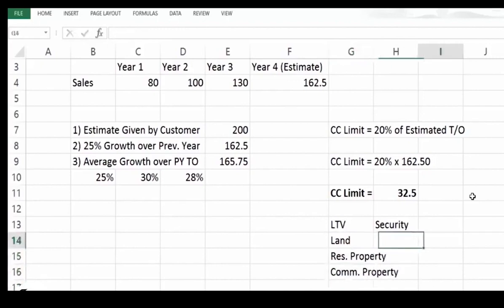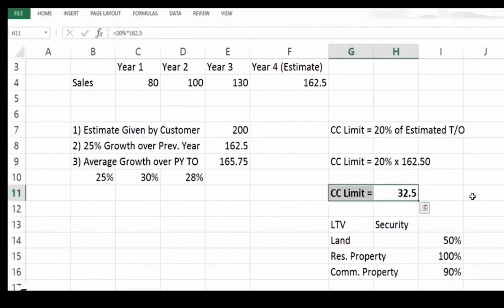Okay, because if it is land, then bank would be willing to give only say 50% of the land value as a loan. But if it is residential property where the promoters are staying, then the bank may even go to the extent of giving 100%. If it is commercial property, they may go even to the extent of 90%. Okay, so here the CC limit is 32.5. If this customer is going to give land, then for getting this 32.5, he should offer 65 million worth of property, because on 65 million, 50%, 32.5.